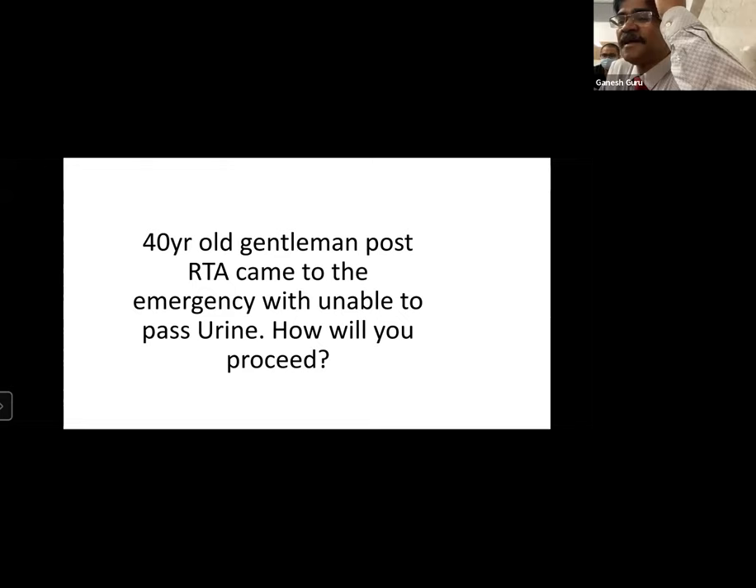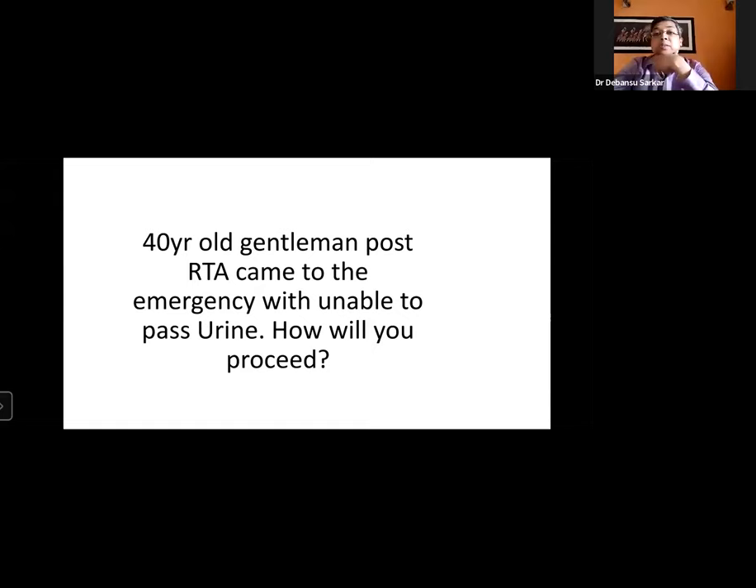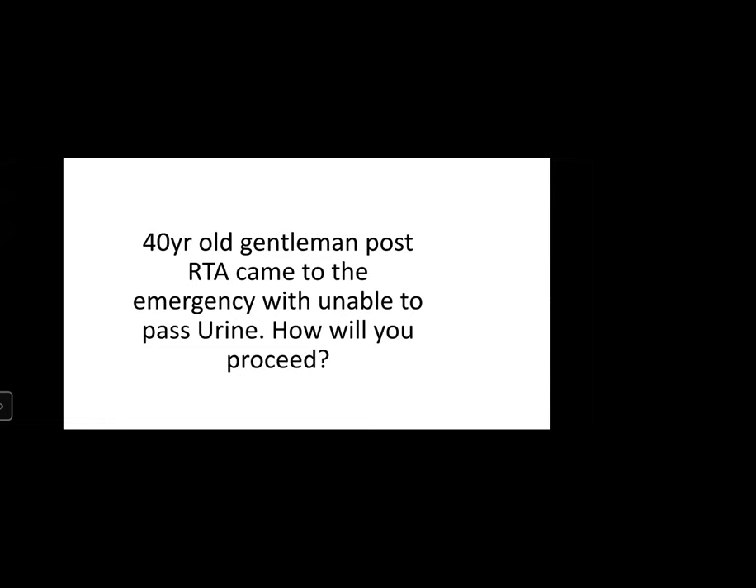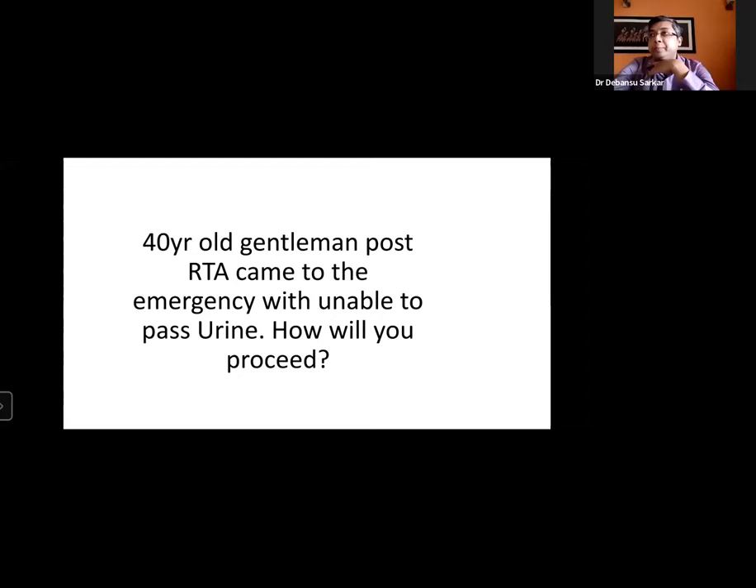Okay, next. So this is a scenario. You suspect that the patient has a pelvic fracture injury. You see there is ecchymosis over the lower part of the abdomen, suprapubic area, and around the hips. There is blood at the meatus. So there is every possibility the patient is having a pelvic fracture.